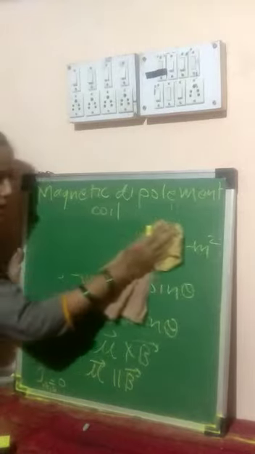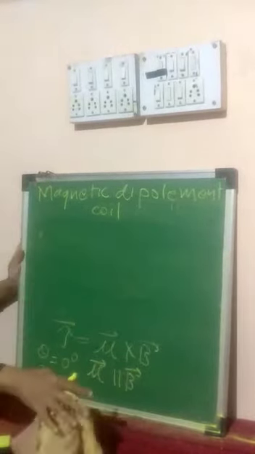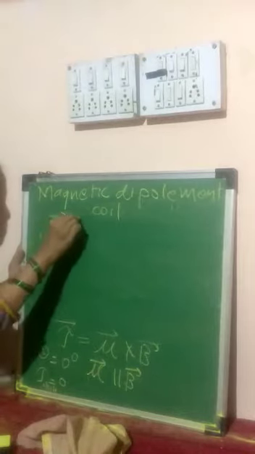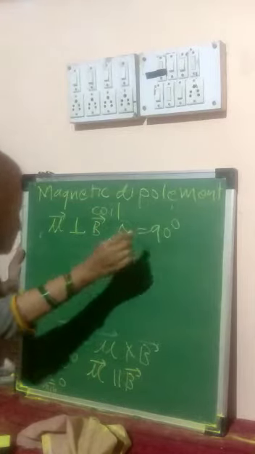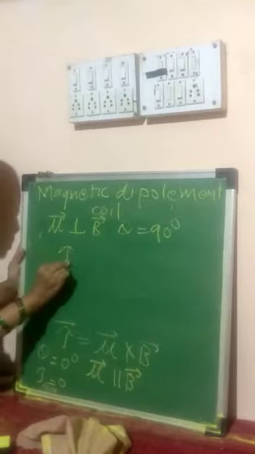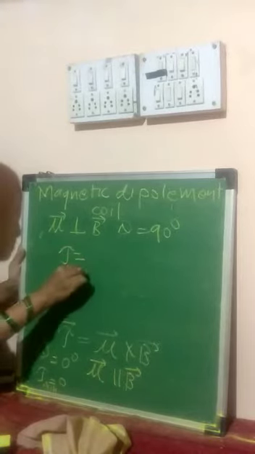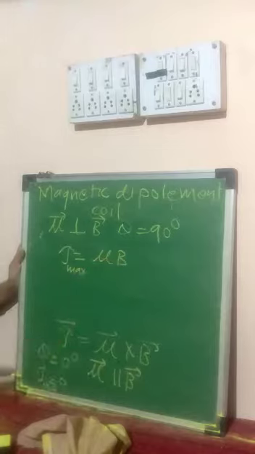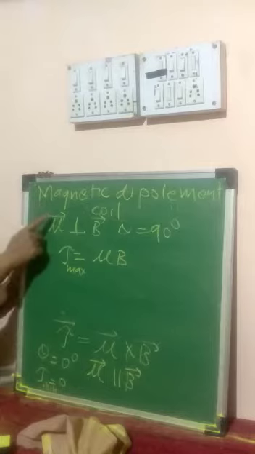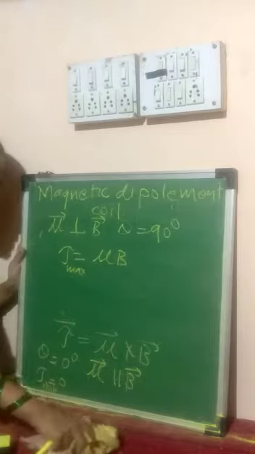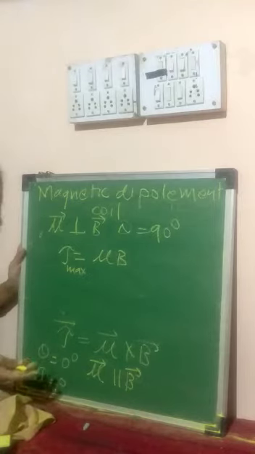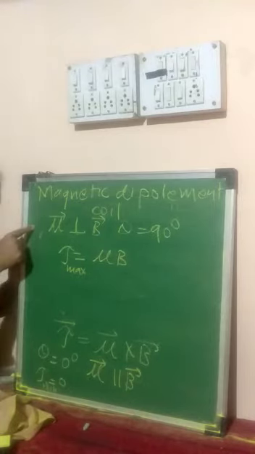But if the direction of mu, the magnetic dipole moment, is perpendicular to the magnetic field, your theta value becomes 90 degrees, and sine 90 is always 1. So the torque becomes maximum, which is equal to mu B. So this is about the magnetic dipole moment of the coil and the torque acting on the current carrying coil, its maximum and minimum values. Now we can concentrate on the potential energy of the current carrying coil.